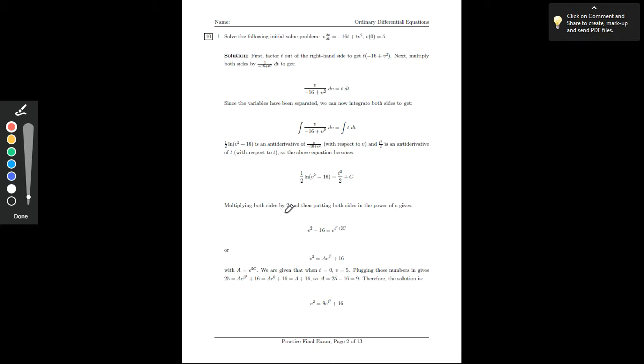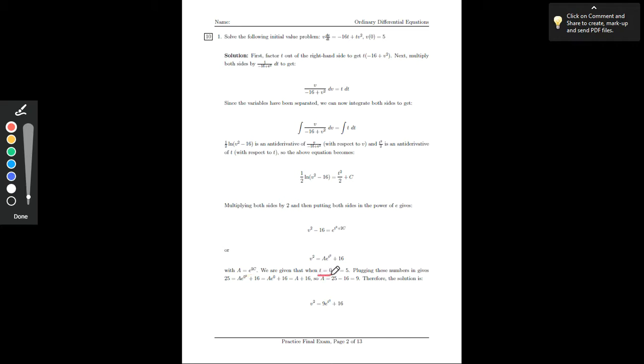Next, multiply both sides by 2, and we put both sides in the power of e. When you multiply both sides of this equation by 2, you get ln of v squared minus 16 equals t squared plus 2c. And now when we put the left-hand side in the power of e, we return what's inside the natural logarithm, v squared minus 16. So we get v squared minus 16 is equal to e to the t squared plus 2c. Solve for v squared: A e to the t squared plus 16, where A is e to the 2c.